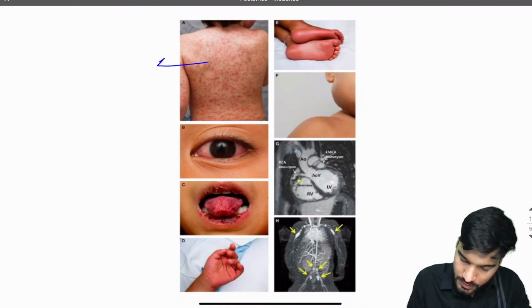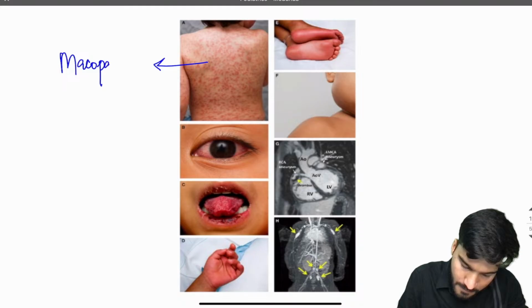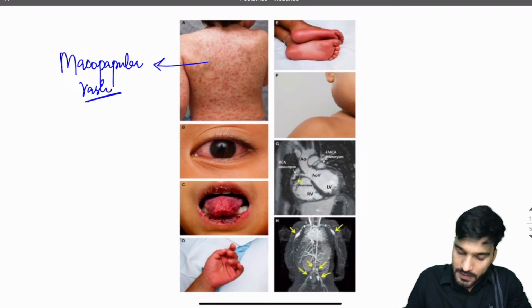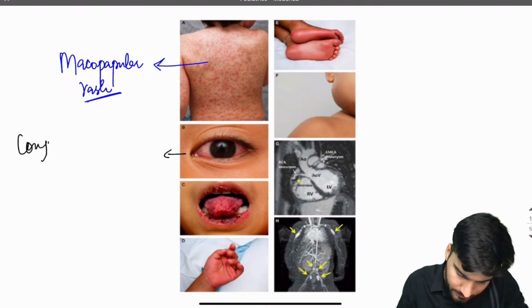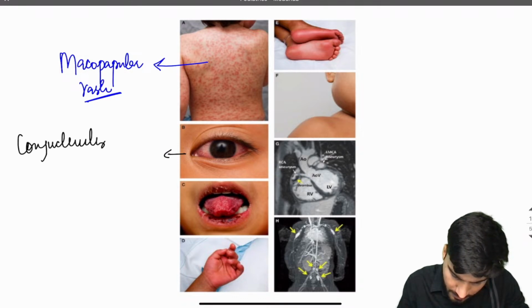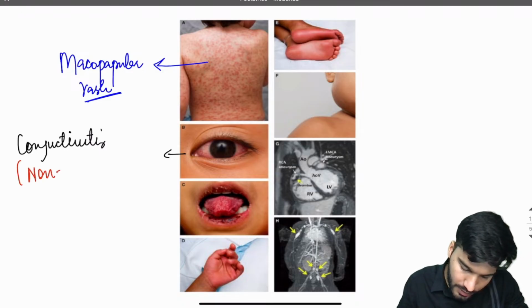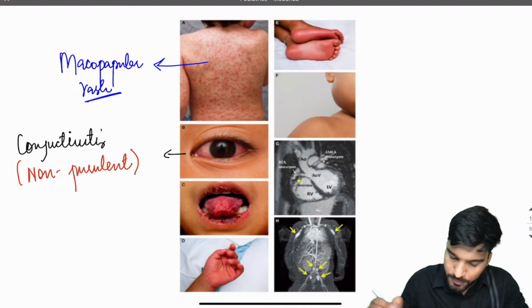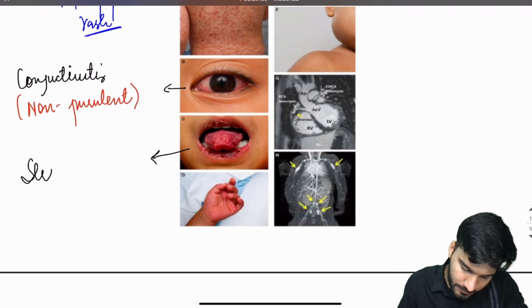The first one, image A, is a maculopapular rash seen in Kawasaki disease. Image B is conjunctivitis. But do remember that this is going to be a non-purulent conjunctivitis. Image C is a strawberry tongue.